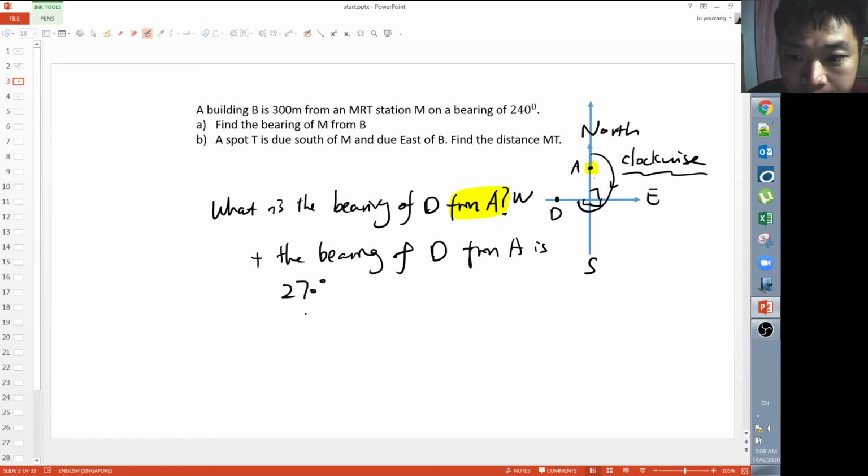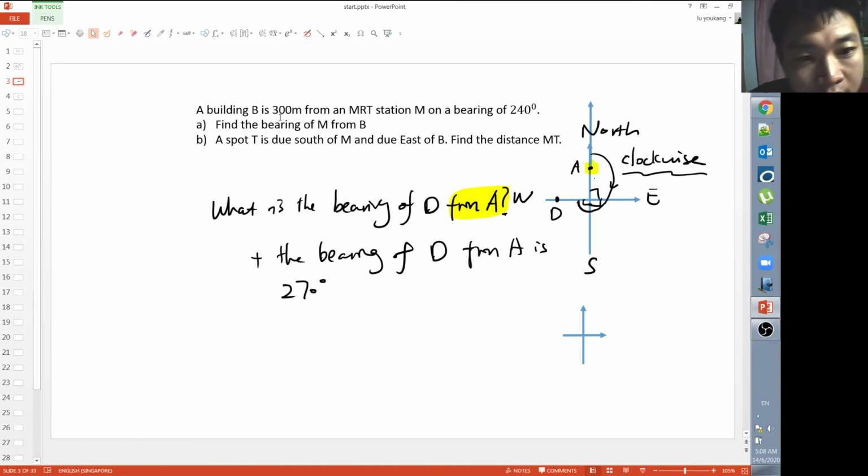Simple. So with this, let's move on to figure out this question. Let me make use of the compass. I don't need such a big compass, I just need a small one. Let's take a look at this question.